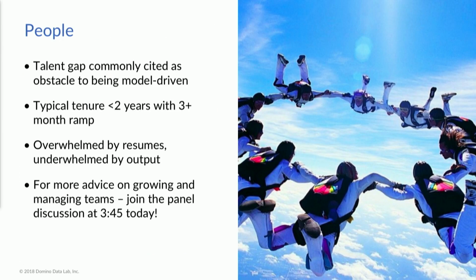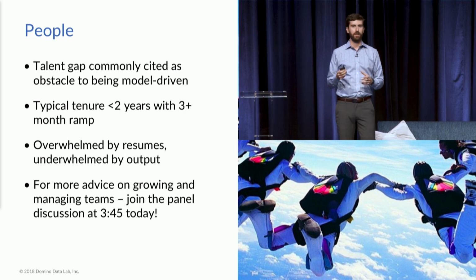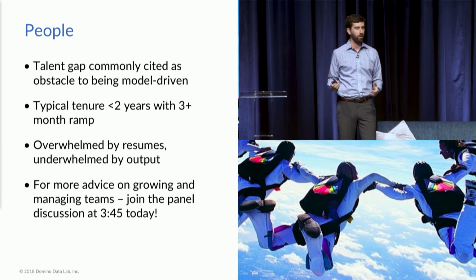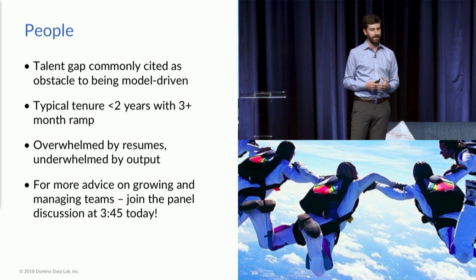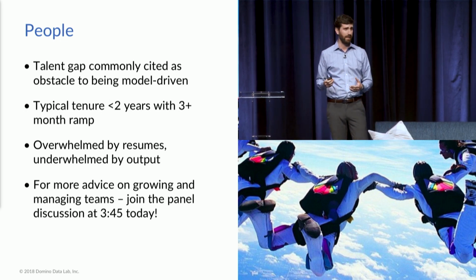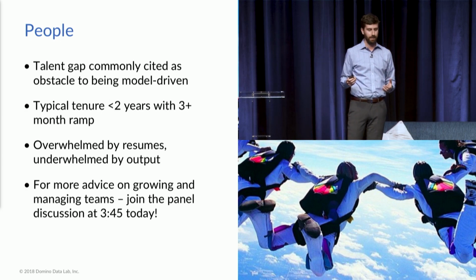On the people side, a few things to quickly say. People is a theme that comes up all the time when we talk to data science leaders. I can't hire enough people. The people I hire quit really quickly. There's data that suggests the median tenure of a data scientist is less than 2 years, and it often takes them 3 months to get ramped up. So it's an expensive proposition managing a data science team.